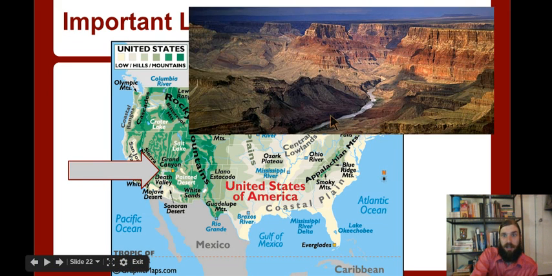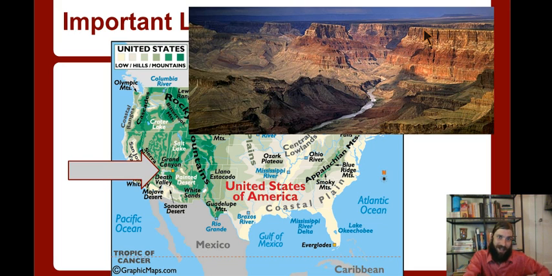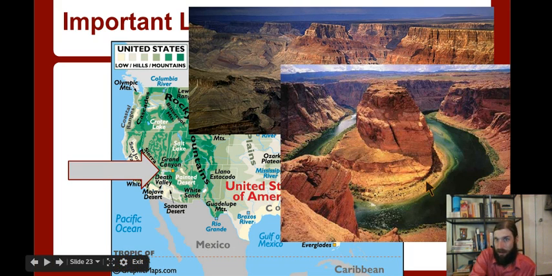Now, the Grand Canyon was formed over time by this river running through it. Slowly but surely, it carved that canyon into the rock, all right? Very grand, very much a canyon. It is the Grand Canyon in the southwestern United States, okay?